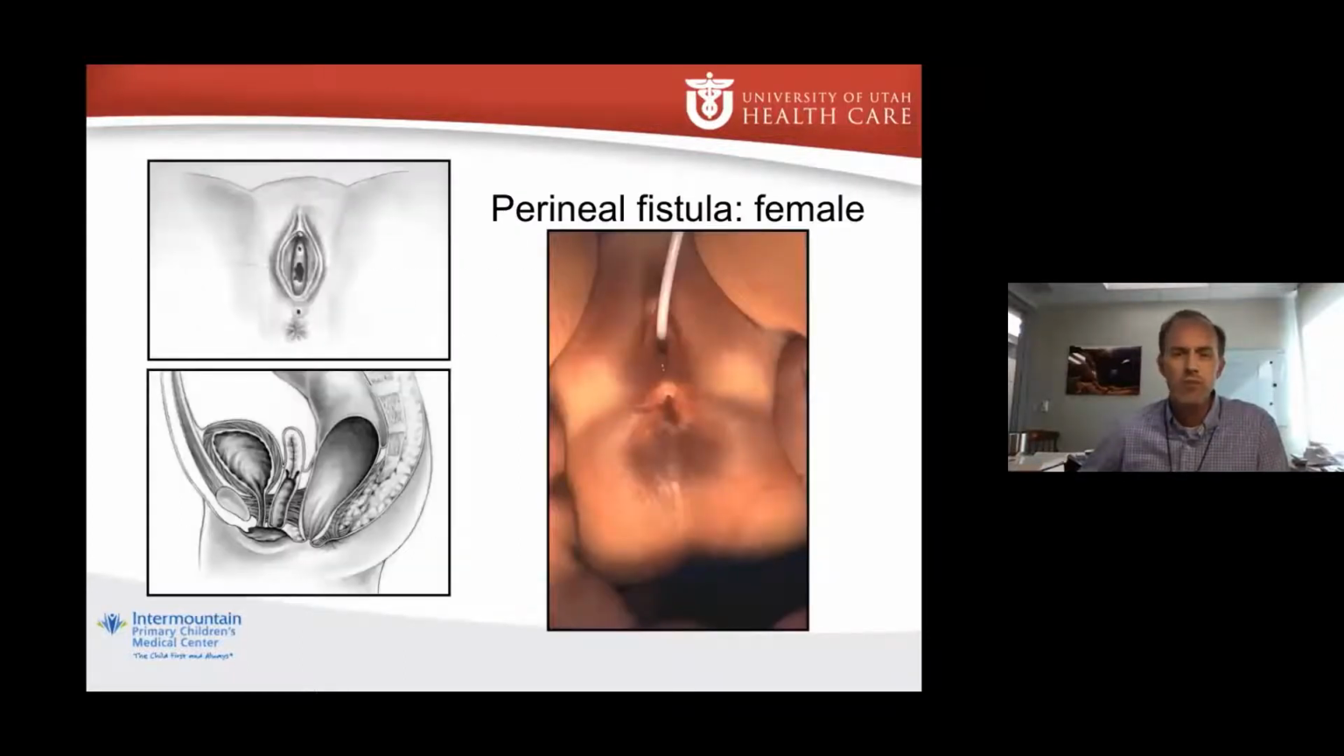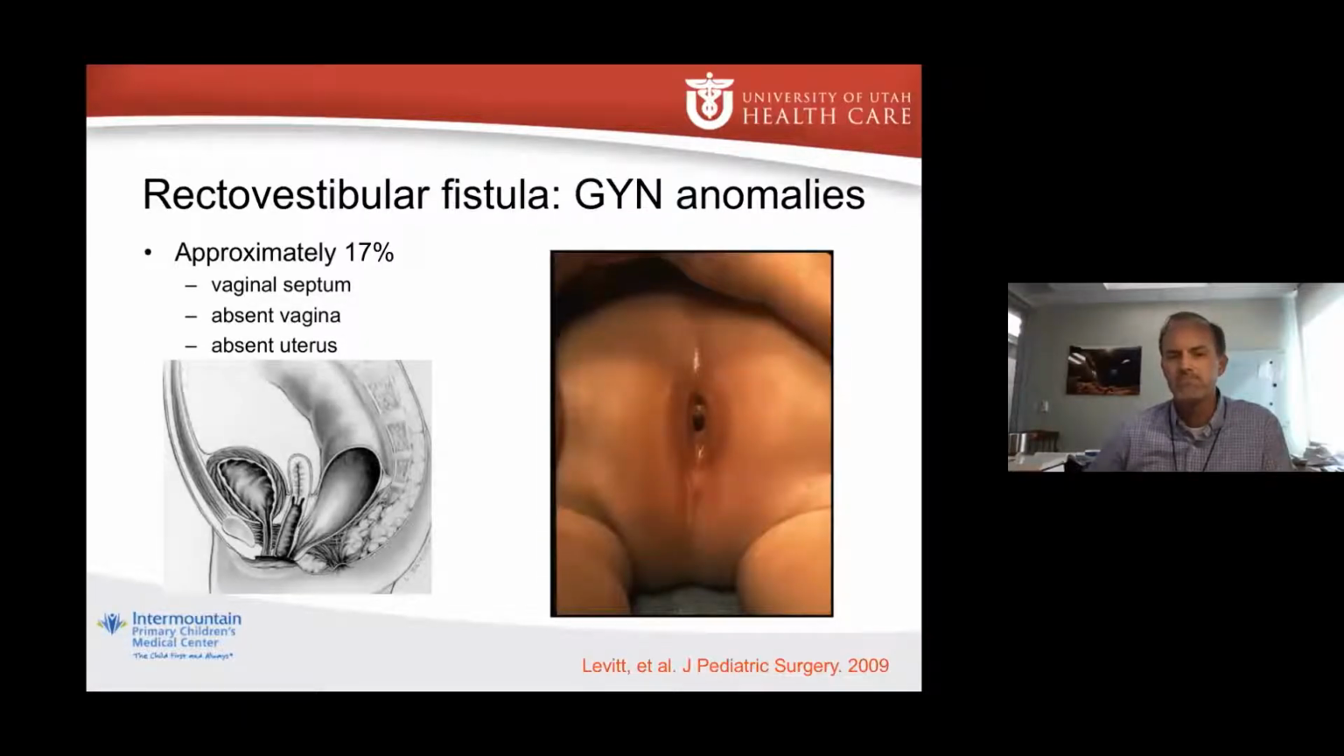So here's a perineal fistula. Again, with these patients, oftentimes some perineal dilation will work well for them, and they don't necessarily need a colostomy right away at birth. And then you can do a primary anoplasty at a later date. This is a rectovestibular fistula, so it's a little higher up. About 17% of these will have gynecologic abnormalities like a vaginal septum or an absent vagina or an absent uterus, for example.